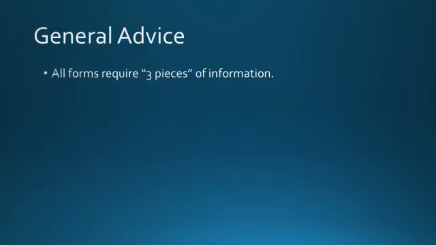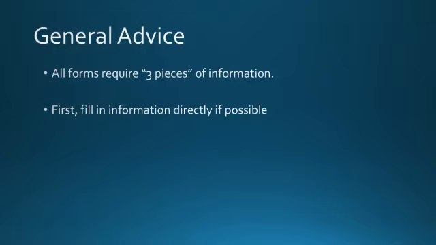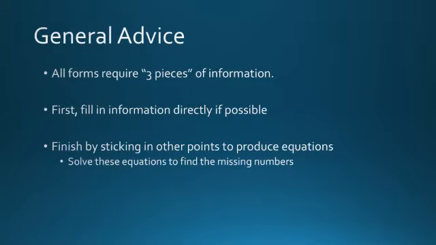So my general advice for how to proceed from modeling is to think first about what information you've been given. Any of the forms is going to require three pieces of information. But you want to fill in information directly if you can, because any information that's left over is more annoying to deal with. So if you're given a vertex, use vertex form. And if you're given intercepts, use intercept form. At the end, though, you are going to have to finish by sticking in whatever additional information you have for x and y and solving an equation.